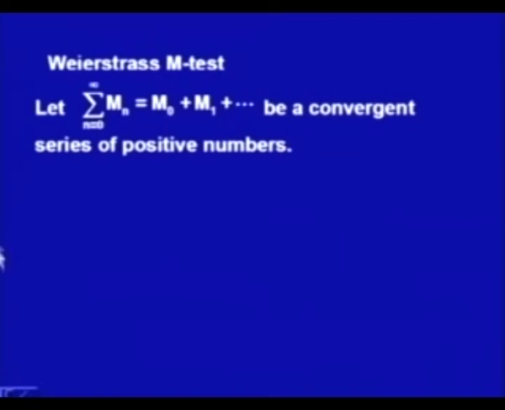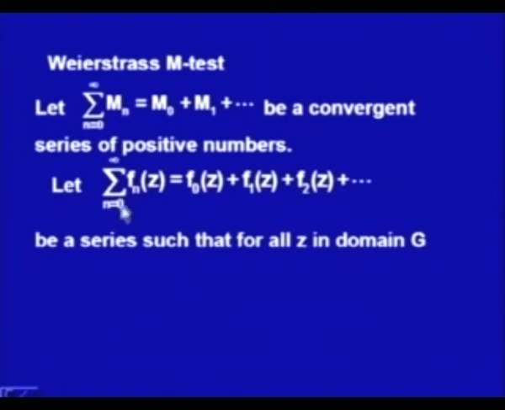Now, we will discuss the Weierstrass M test for uniform convergence. So, let us consider a series of positive terms, summation n equals 0 to infinity M_n. So, we have M_0 plus M_1 plus M_2 and so on, a convergent series. Then consider this series of functions f_n(z), n varies from 0 to infinity, that is f_0(z) plus f_1(z) plus f_2(z) and so on. So, this is another series.